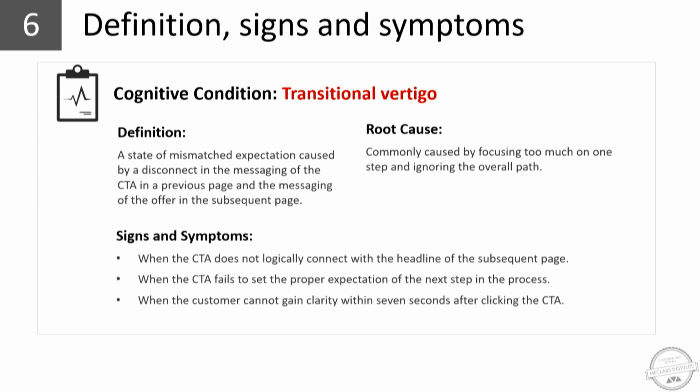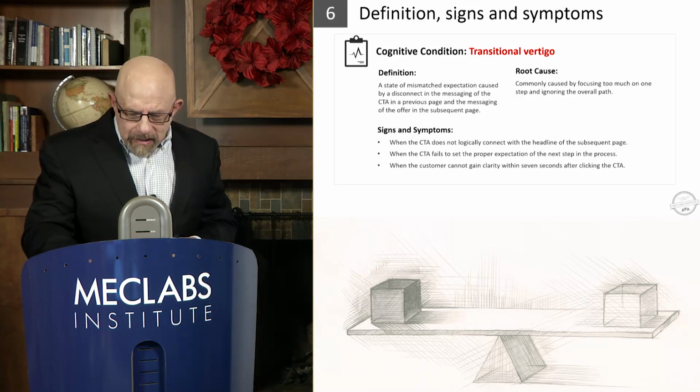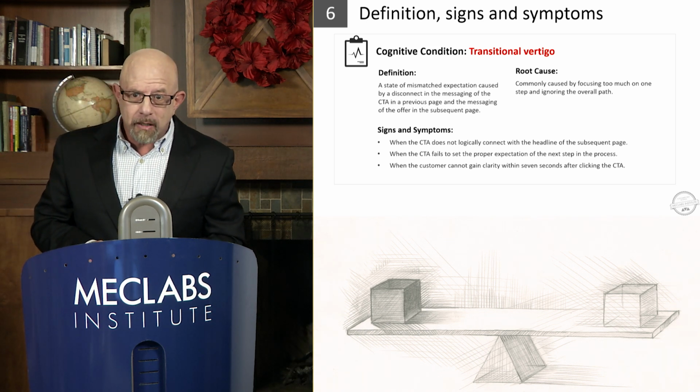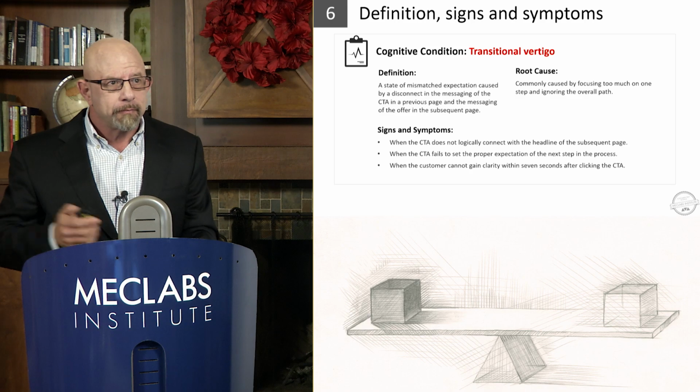Here are some signs, some symptoms. You may be experiencing this in your own pages. When the CTA does not logically connect with the headline of the subsequent page, or the same page at the top. Did you hear that? Very important. When the CTA fails to set proper expectation of what's going to happen after they click. That's really important. When the customer cannot gain clarity within 7 seconds. If they click on there and they don't know where they're at and the next 7 seconds aren't crystal clear, you're in danger of losing the gain that you thought you had.